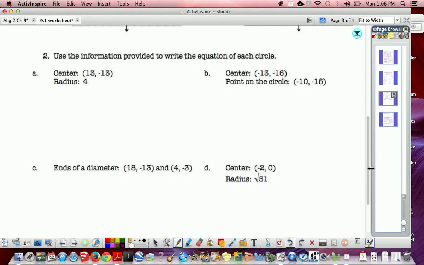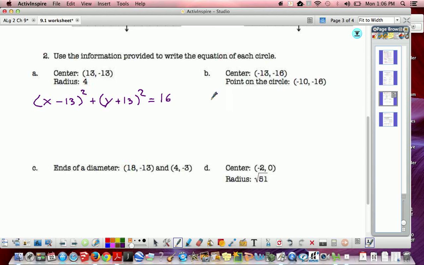Number 2 says use the information provided to write the equation of the circle. So now we're just going to plug in the values. So we'll go x opposite, so (x minus 13) squared. And the next one will be not x, but y, plus 13 quantity squared equals 4 squared, which is 16.